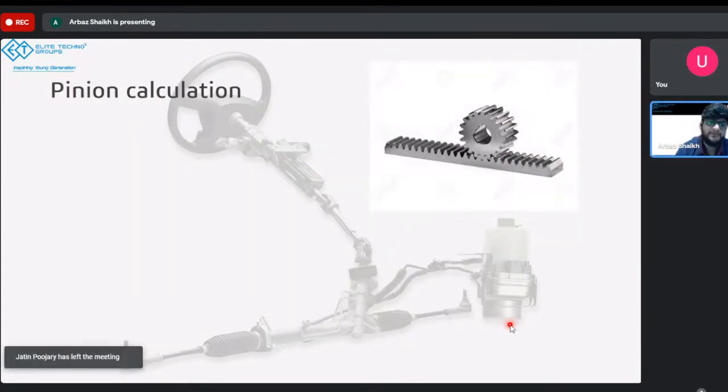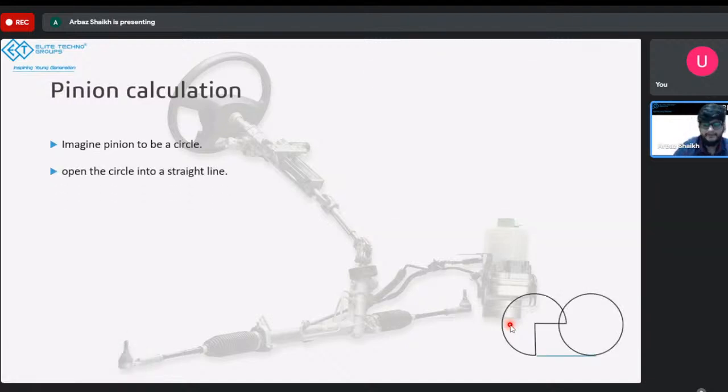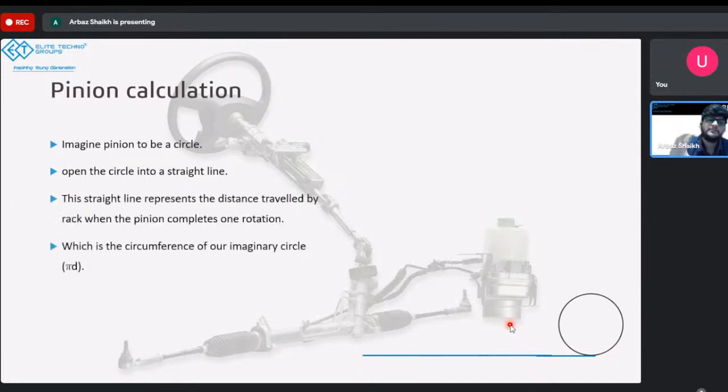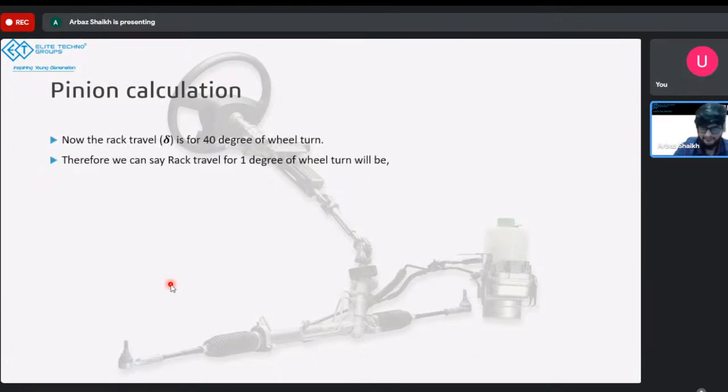Now, then we went for the pinion calculation. Like I said, if you open up a circle, it will be a straight line, and the length of that line will be pi d. And essentially, if it's pi d, it means it's the circumference of the circle. And with that, we said that if the pinion is rotating by one whole rotation, the rack travel should be the same as pi d, or the circumference of the circle. And using this logic, we knew the rack travel for 40 degrees. We calculated it for 1 degree of wheel turn, right?